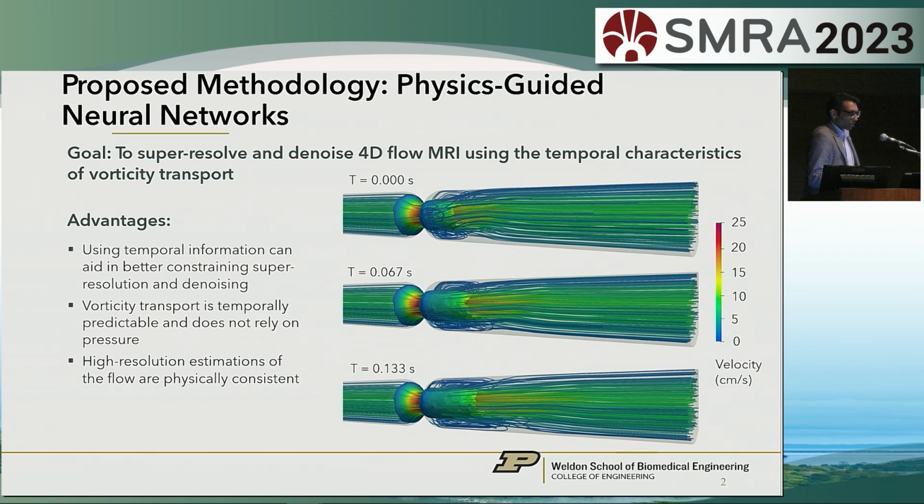One of the thoughts we had was to use the vorticity transport equation. We can see that the vorticity transport equation nicely describes how vorticity evolves over time, and we can see this in the case of a stenotic pipe here where we have vortex stretching as we progress towards systole. The advantage of the vorticity transport equation is that not only is it temporally predictable, but also it doesn't rely on pressure terms, and if used, it can help produce physically consistent results.